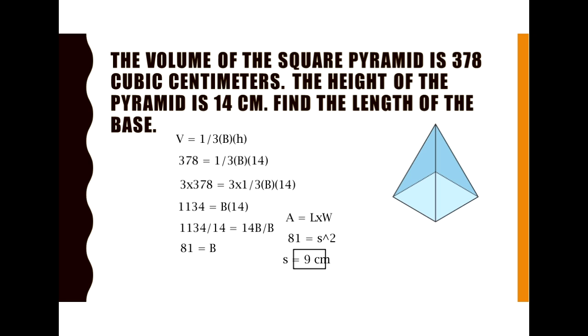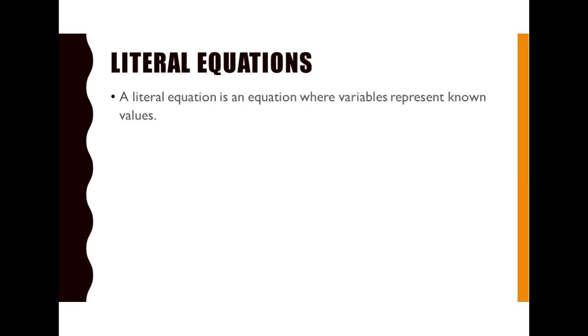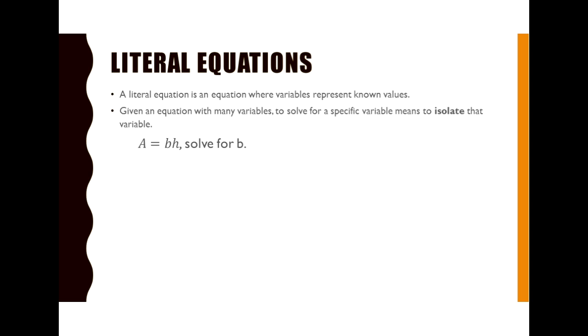All right, so we just did an example, once again, of a cone, a cylinder, and a pyramid. 3 popular shapes that you'll probably see in your lessons and exams. The last review is going to focus on literal equations. What is a literal equation? It's an equation where your variables, aka your letters, represent known values. Given an equation with many variables, to solve for a specific variable means to isolate, aka get alone, that specific variable. So here's two examples that we'll take a look at.